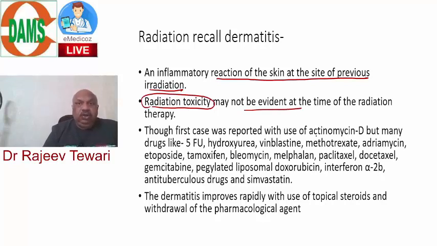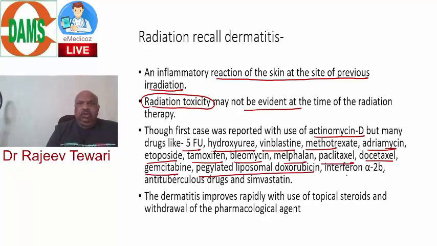The first case was reported with actinomycin D, but many others can cause it: 5-FU, hydroxyurea, vinblastine, methotrexate, Adriamycin. Adriamycin and doxorubicin are the same, and they cause dilated cardiomyopathy. Etoposide, tamoxifen, bleomycin, melphalan, which is very commonly used for melanoma. Paclitaxel, a microtubule stabilizer. Docetaxel, gemcitabine, which was a drug for pancreas. Now we use FOLFIRINOX. Pegylated liposomal doxorubicin. So many drugs can cause this.